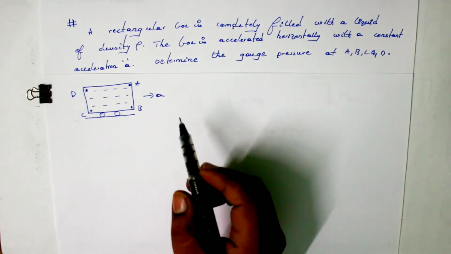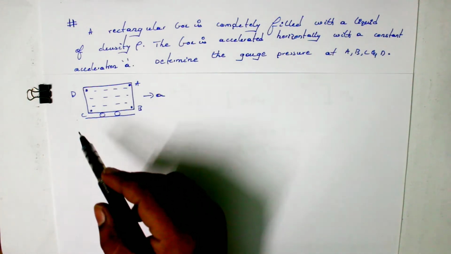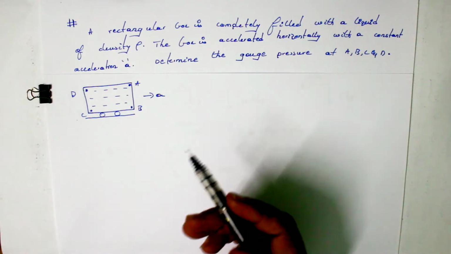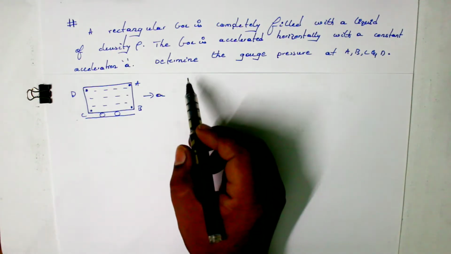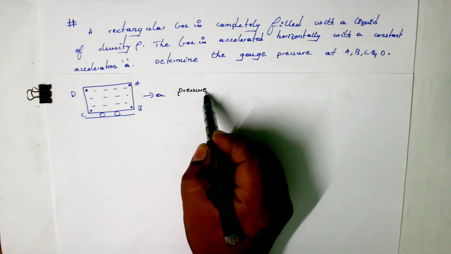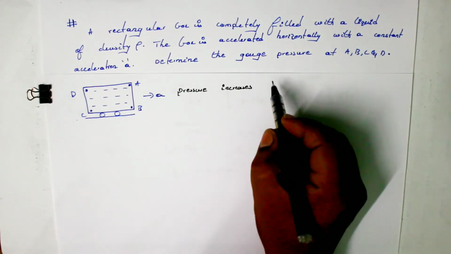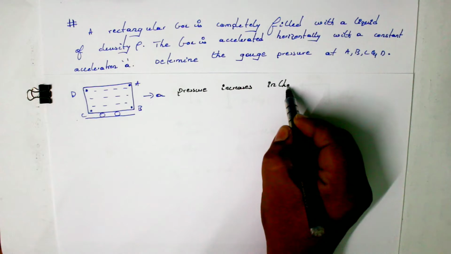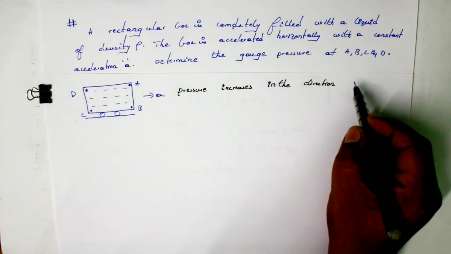Already we have discussed that if a system is accelerating, then pressure always increases in the direction of acceleration. So therefore we say pressure increases in the direction of acceleration.